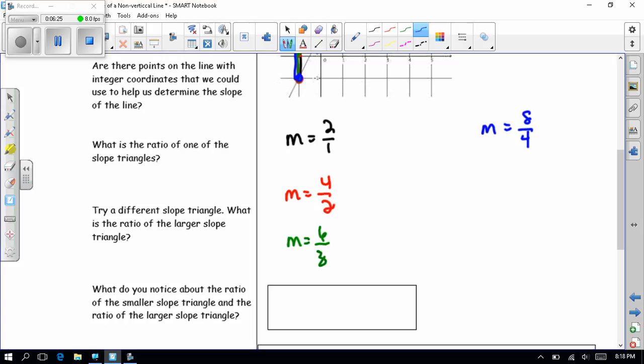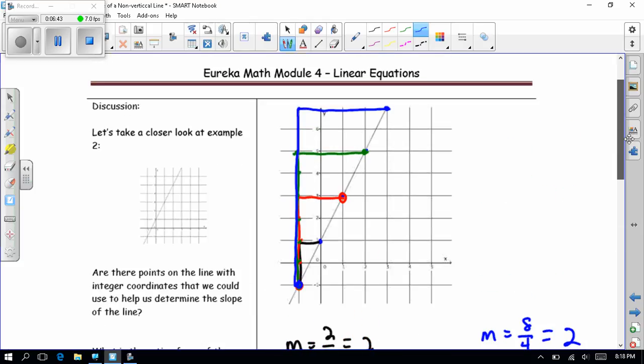Okay, so let's go ahead and do this division. If I got 2/1, that's easy. That's going to be 2. 4/2, ooh, that's easy. 4 divided by 2 is 2. 6 divided by 3, 2. And of course, 8 divided by 4 is 2. So again, just proving the point, it does not matter which points you choose on your graph, you're going to get the same slope. Slope is something that is constant.